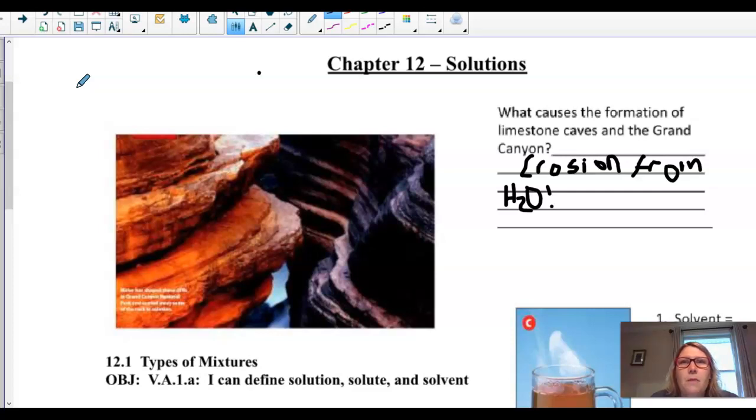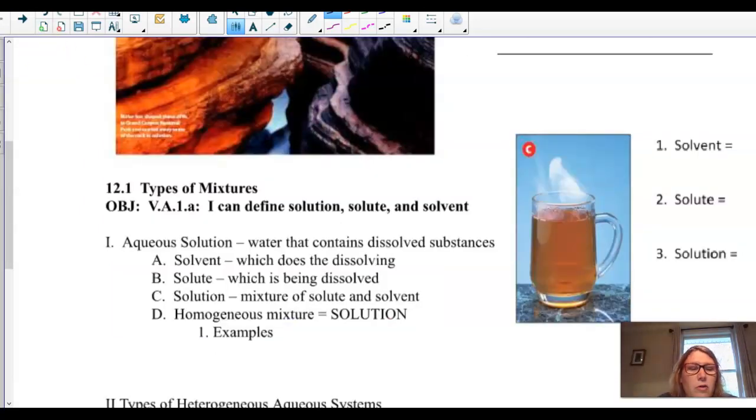Air can be a solution. We talked about that at the beginning of the year. A lot of things that we drink are solutions: Gatorade, soda, lemonade. Those are called solutions because they're the same throughout. Now, water is not a solution because it is still considered to be a pure substance. So if you look over to the left, aqueous solution, water that contains dissolved substances.